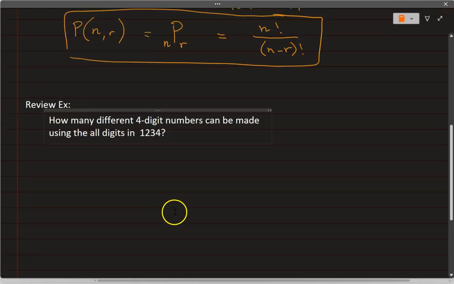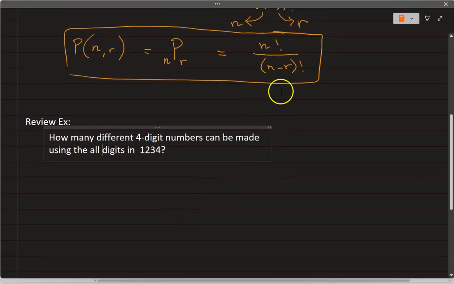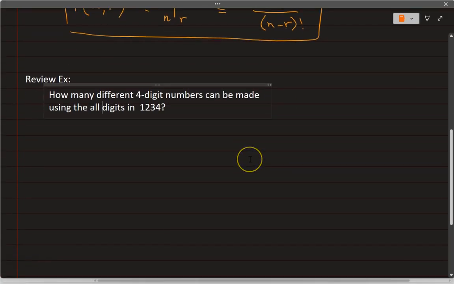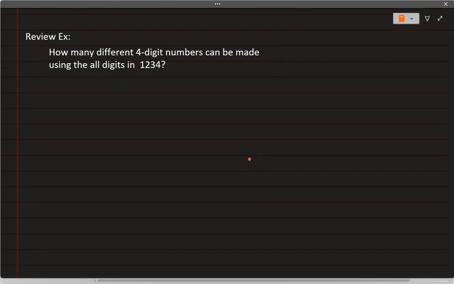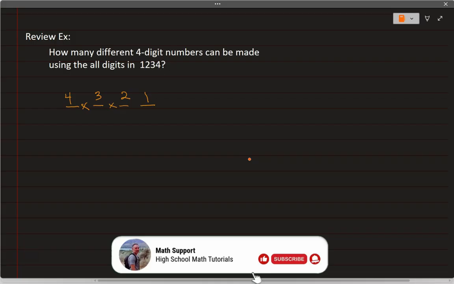And let's see what we can do. And then maybe we can come up with a formula again, which matches this one. Okay, so again, we have a 4-digit number. For the first digit we have 4 options, 3 options for the second digit, 2 options for the third, and 1 option left for the last digit. So that's 4 times 3 times 2 times 1.